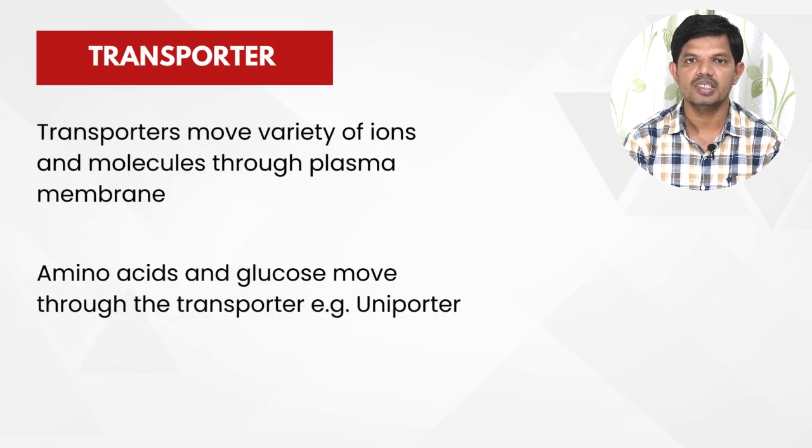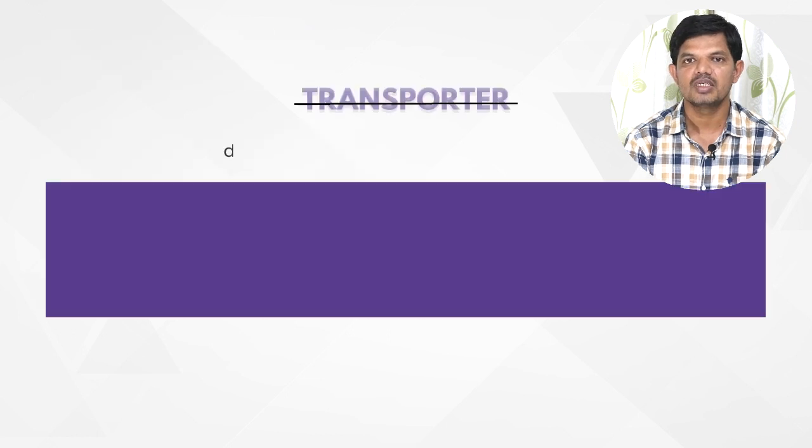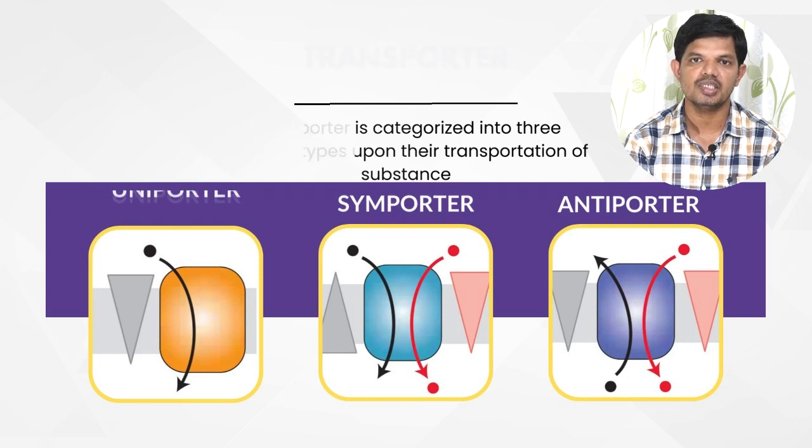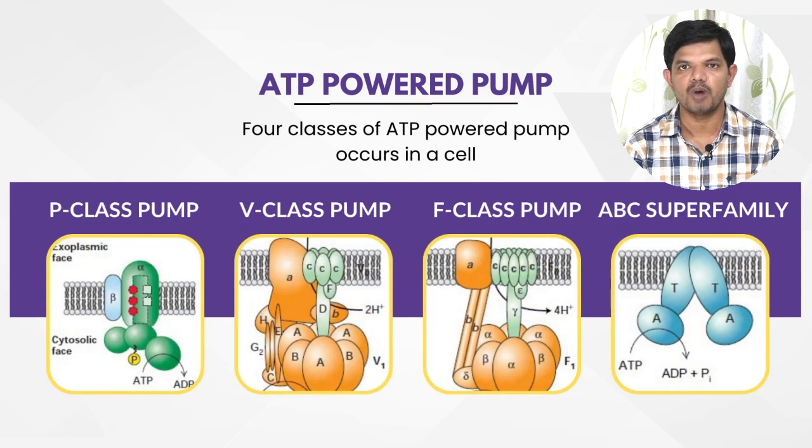Transporters are also called carriers. Transporters move a wide variety of ions and molecules across the plasma membrane. Amino acids and glucose cross the plasma membrane into most mammalian cells with the help of uniporters. Uniporter means the substance moves in only one direction, whereas antiporters carry out the movement of two molecules in opposite directions, and symporters couple the movement of one type of ion or molecule against its concentration gradient. Now coming to the ATP powered pumps.